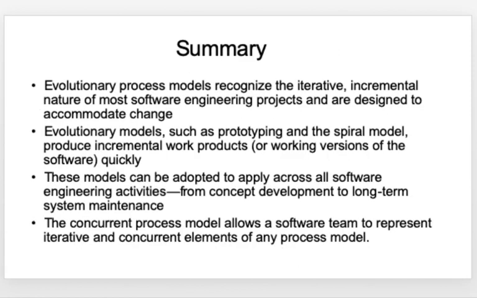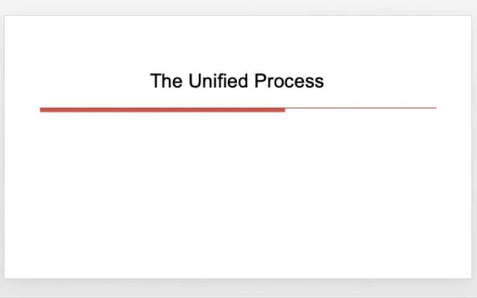So in summary, you could say evolutionary process models are iterative, incremental, and so on. They are basically talking of prototyping and the spiral model, and these models can be adopted to apply across all software engineering activities, and the concurrent process model will allow a team to represent iterative and concurrent elements of any process model. Now we move on into a very special model called the unified process model.